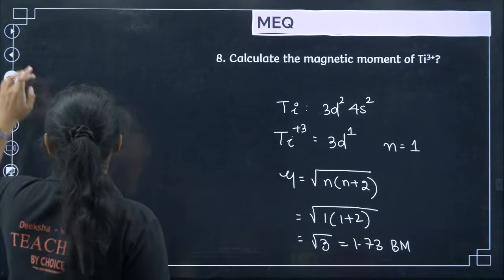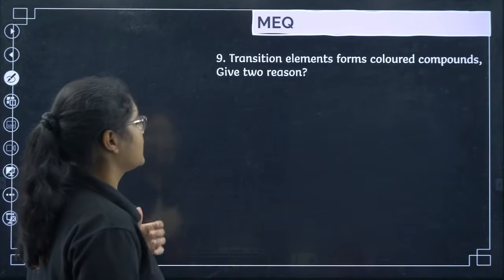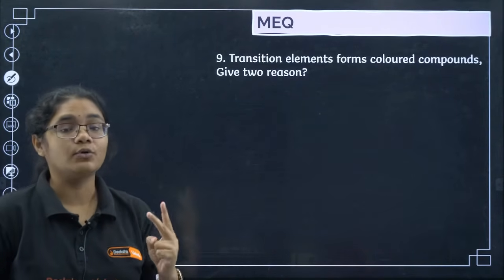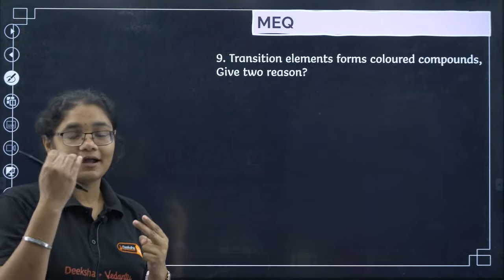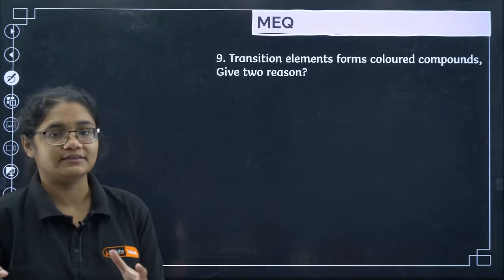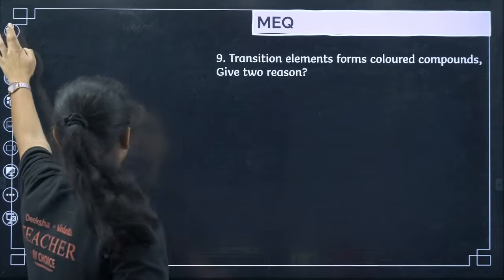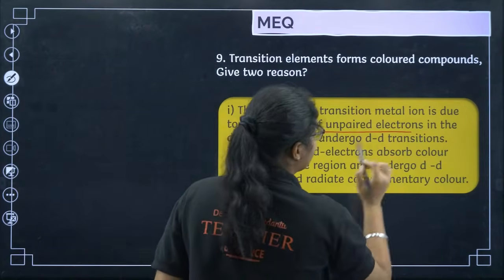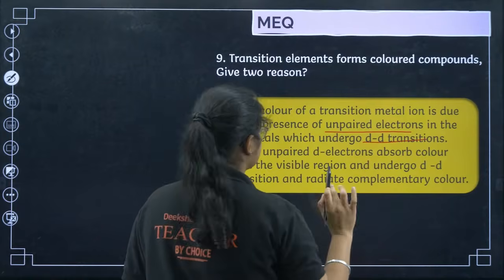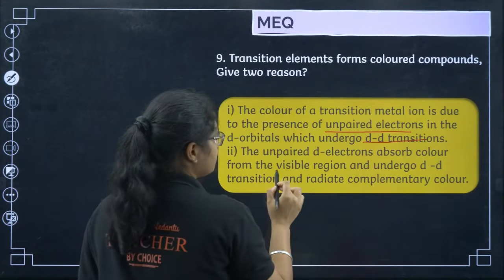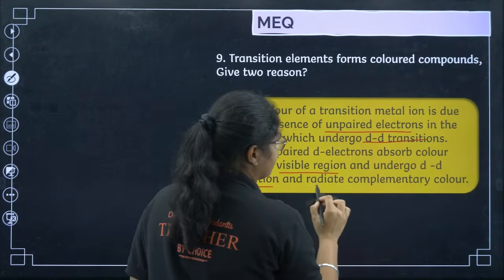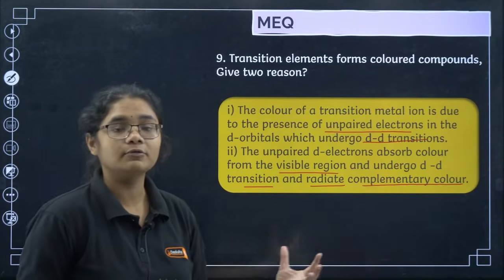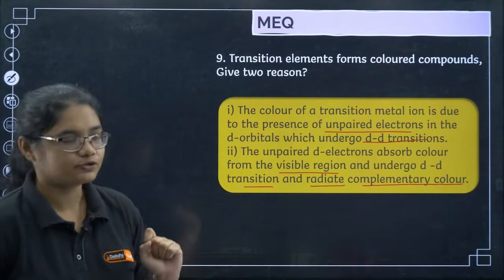Next one, 9th question: transition elements form colored compounds, give 2 reasons. So first of all they have unpaired electrons and these unpaired electrons can undergo d-d transitions, and they emit light in the visible region, so that is why they are colored compounds. So how do we write them? The color of the transition metal is due to the presence of unpaired electrons in the d orbitals which undergo d-d transition. The unpaired d electrons absorb color from the visible region and undergo d-d transition and radiate the complementary color again in the visible region. Okay, that is why we visualize them as colored compounds.